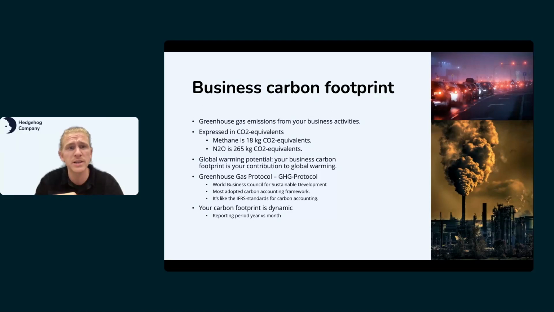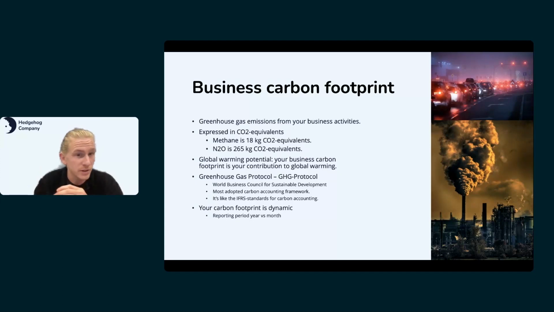So what does that mean in practice? For example, when an organization emits 1 kilogram of methane: methane is 18 times as strong in global warming compared to CO2. And hence, when we emit 1 kilogram of methane, in our carbon footprint we state 18 kilograms of CO2 equivalent.